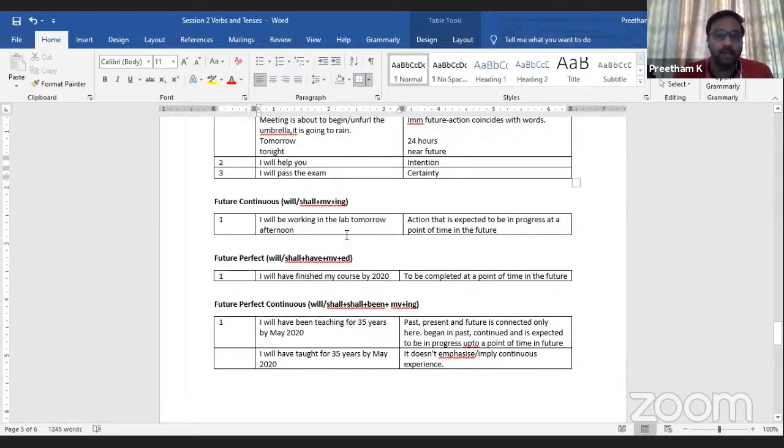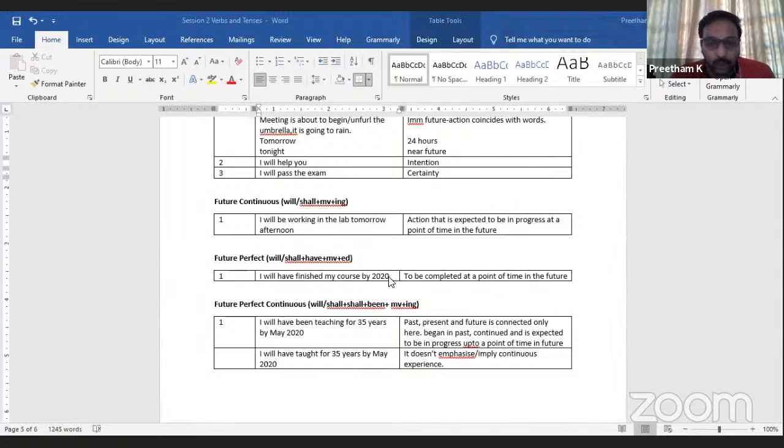Action that is expected to be in progress at a point of time in future. So if any of your friends calls and asks, what will you be doing? Are you free tomorrow? Then your answer will be no. I will be working in the library or the laboratory tomorrow. Then will or shall plus have plus main verb plus ed form. Future perfect. I will have finished my course by 2020.